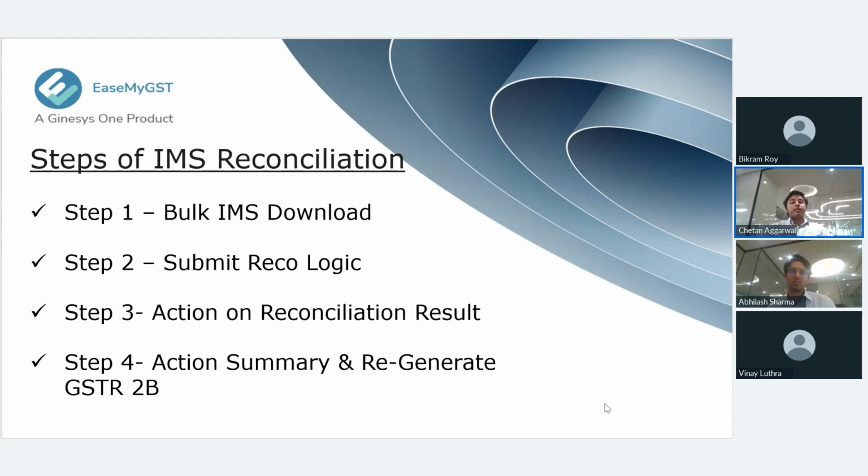After that, step 3 is action on the reconciliation result. We have discussed earlier that there are basically options to accept the invoice, reject the invoice, and keep it in the pending state as well. So we have to take the action based on the reconciliation, whether we have to accept the invoice or not. And step 4 is action summary or regenerate GSTR 2B. When we take the action on the IMS from the GST portal, a summary is created on the GST portal. Under the summary, all the details show whether we have taken the action or not.